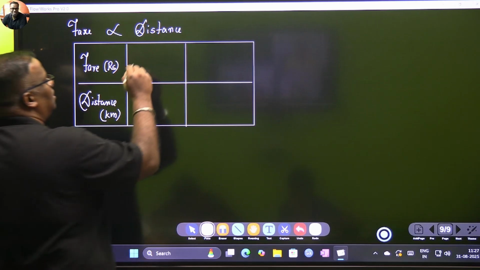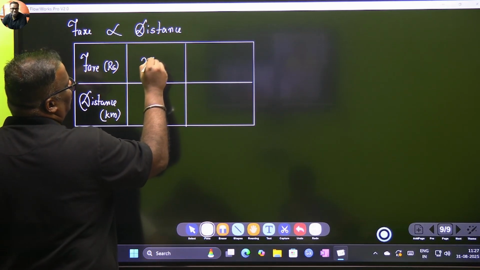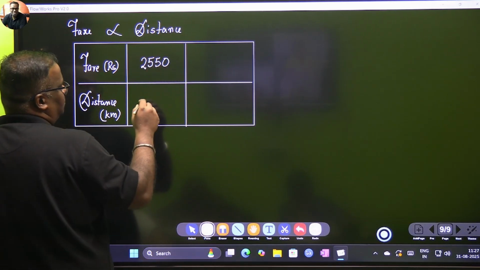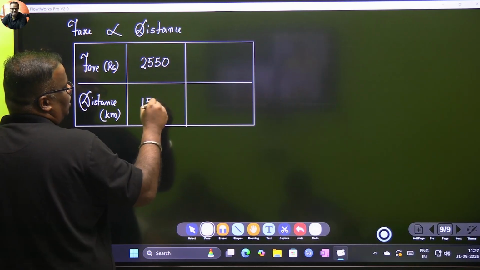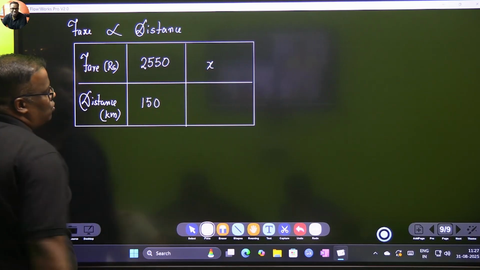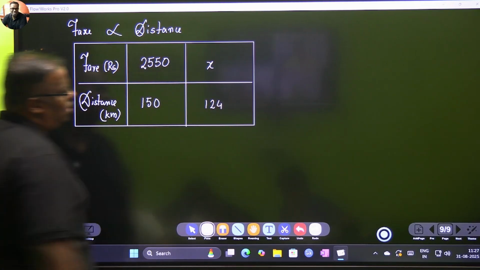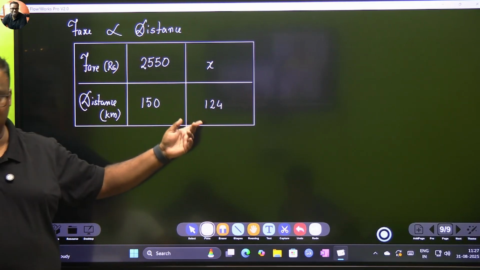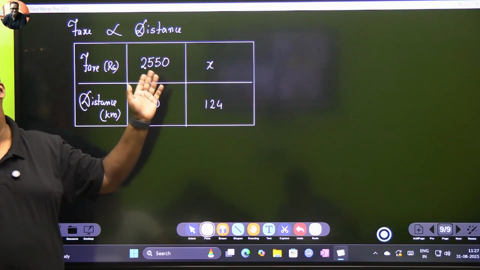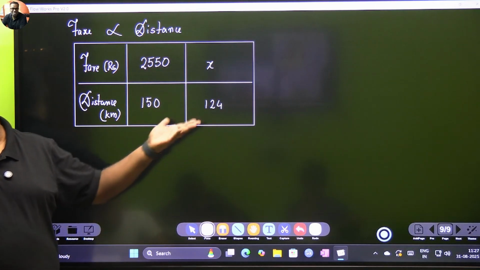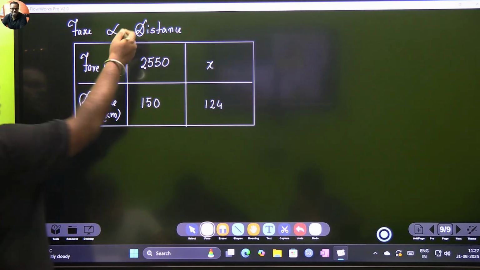Fare is 2,500. 2,550. How much did you go? 150. Fare is unknown. How much do you wish to travel? 120. So obviously you decided you want to travel less distance, so you'll be paying less at the end of the day. Your answer should be less than this because you're traveling less distance. So fare is directly proportional to distance.